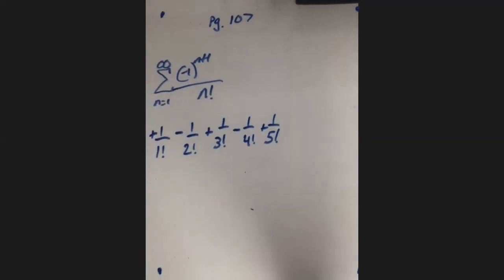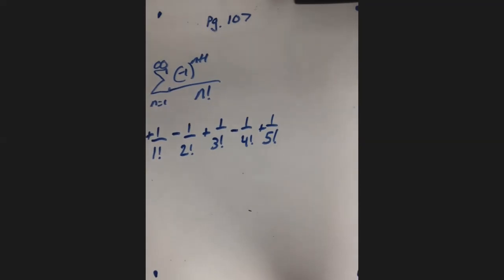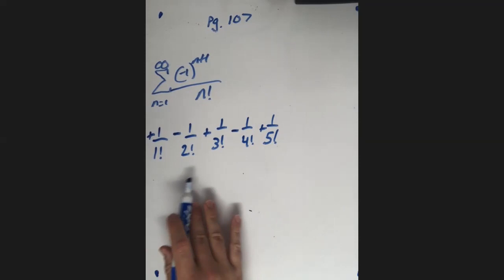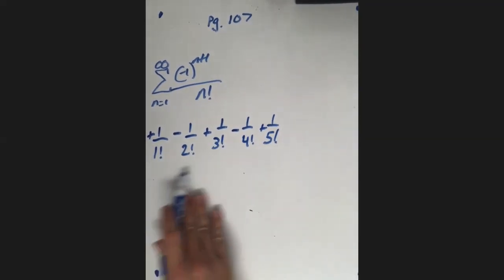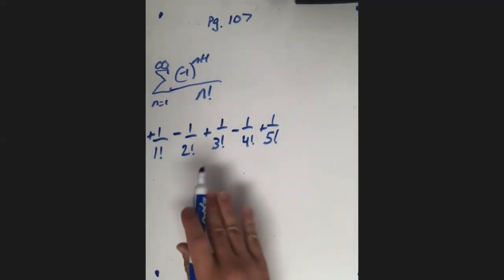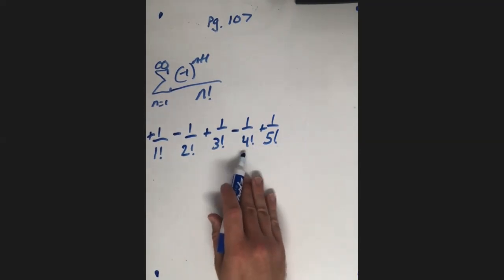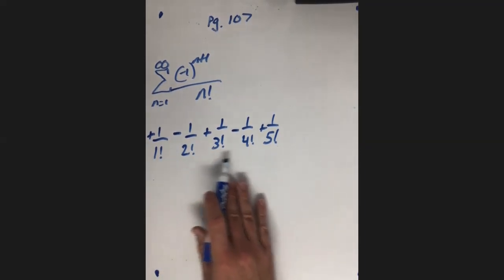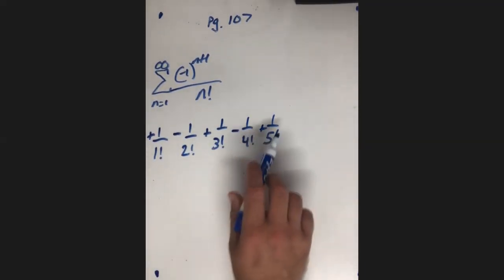Now, if I'm going to do it this way, I'll try to hook it up just a little bit. There we go. Okay, these factorials, y'all remember, like 2 factorial is 2 times 1. 3 factorial is 3 times 2 times 1. 4 times 3 times 2 times 1. 5 times 4 times 3 times 2 times 1, okay? These are getting smaller and smaller and smaller, but they are alternating, okay?